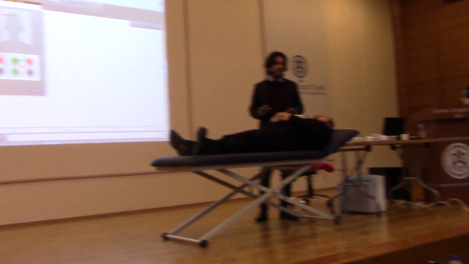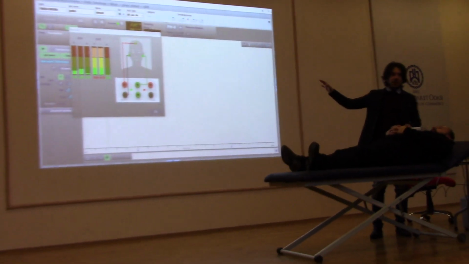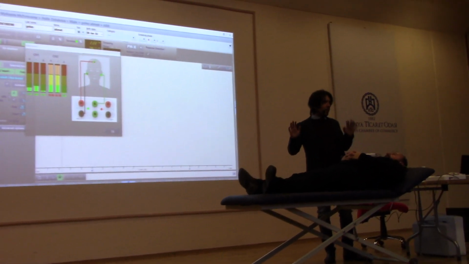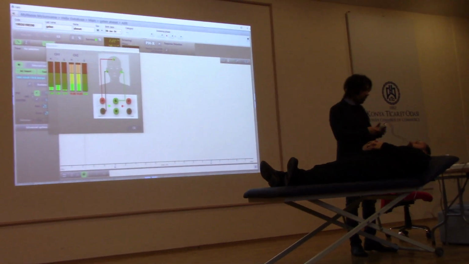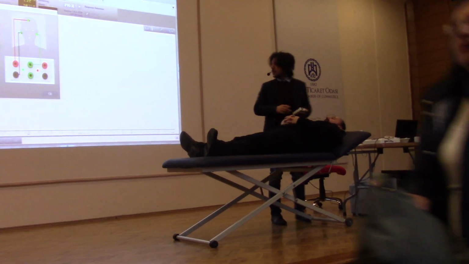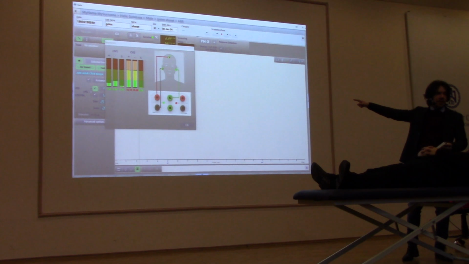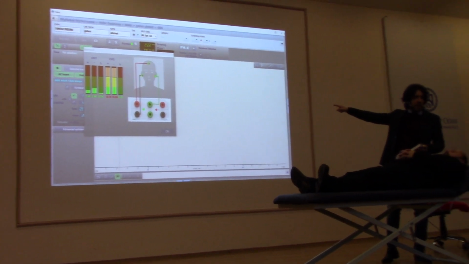Fundamentally the first thing to check. We know that impedance should be under 3 kilo ohm for each polarity for each electrode. Actually we have, as you can see in the representation, two channels. Actually we're using one channel.